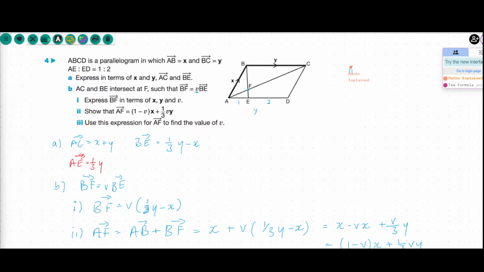And then for the final part, it says use this expression for AF to find the value of v. Here's where the equating coefficients comes in, and the understanding of what it means for vectors to be parallel. So we have an expression for AC. Recall that AC was x plus y.